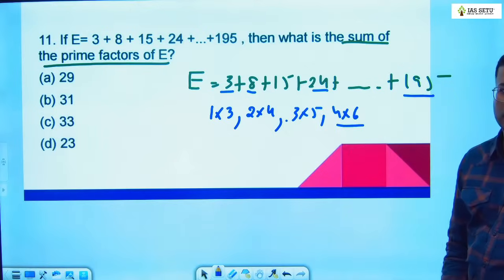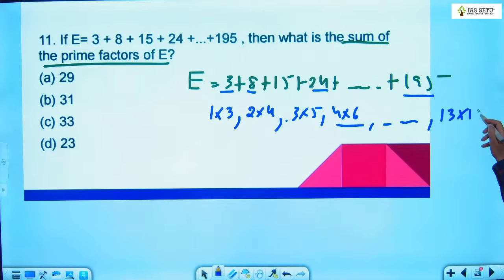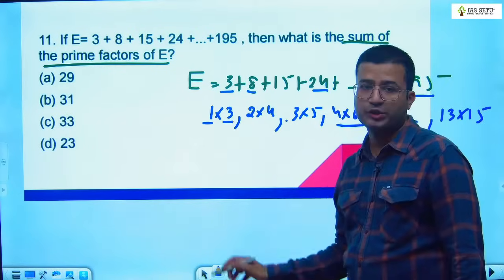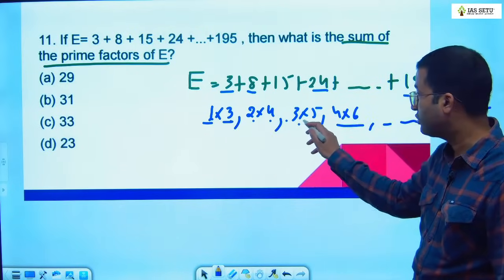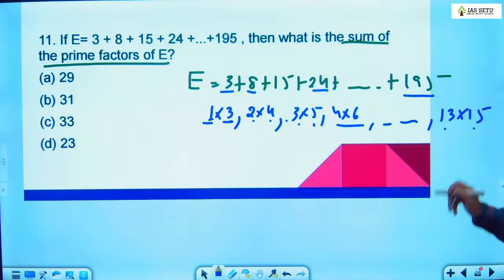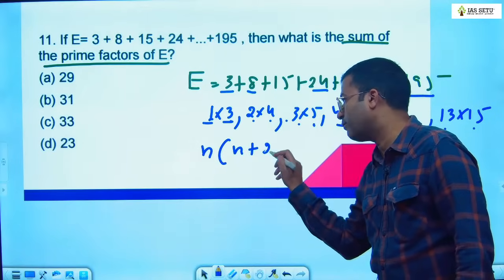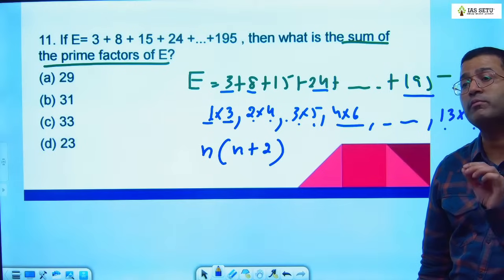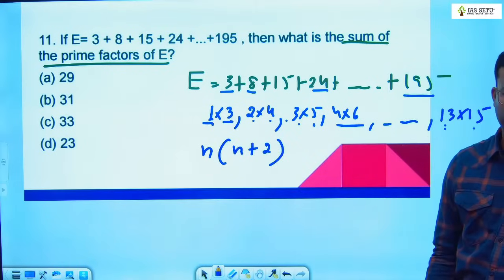What is this? 13 into 15. ये नंबर जो है ये 13 into 15. Now what is this series? n into n plus 2. 1 into 1 plus 2, 2 into 2 plus 2, 3 into 3 plus 2, 13 into 13 plus 2. So your series is actually n into n plus 2, where n changes from 1 to 13. n जो है 1 से 13 तक चेंज कर रहा.